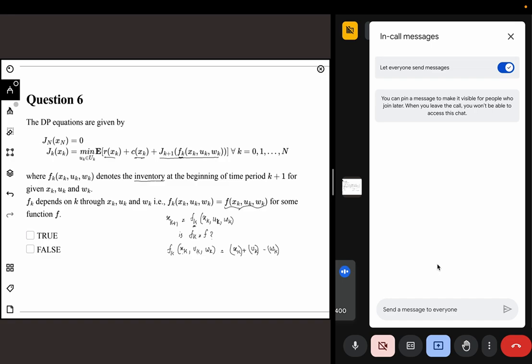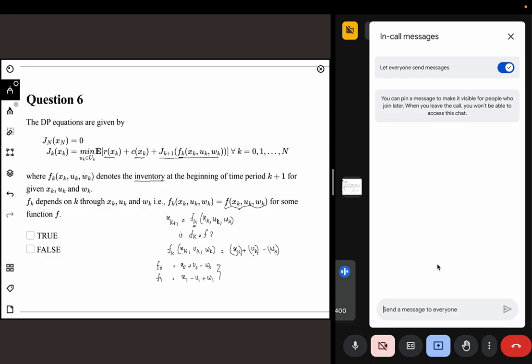That is not changing with respect to your iteration. The only thing that is changing is the actual values of xk, uk, and wk, but the functional form itself is independent of k. For example, if f0 is x0 plus u0 minus w0, and f1 is x1 minus u1 plus w1, then the functional form itself is changing. In that scenario, you can say that fk is not f, it is dependent on k.